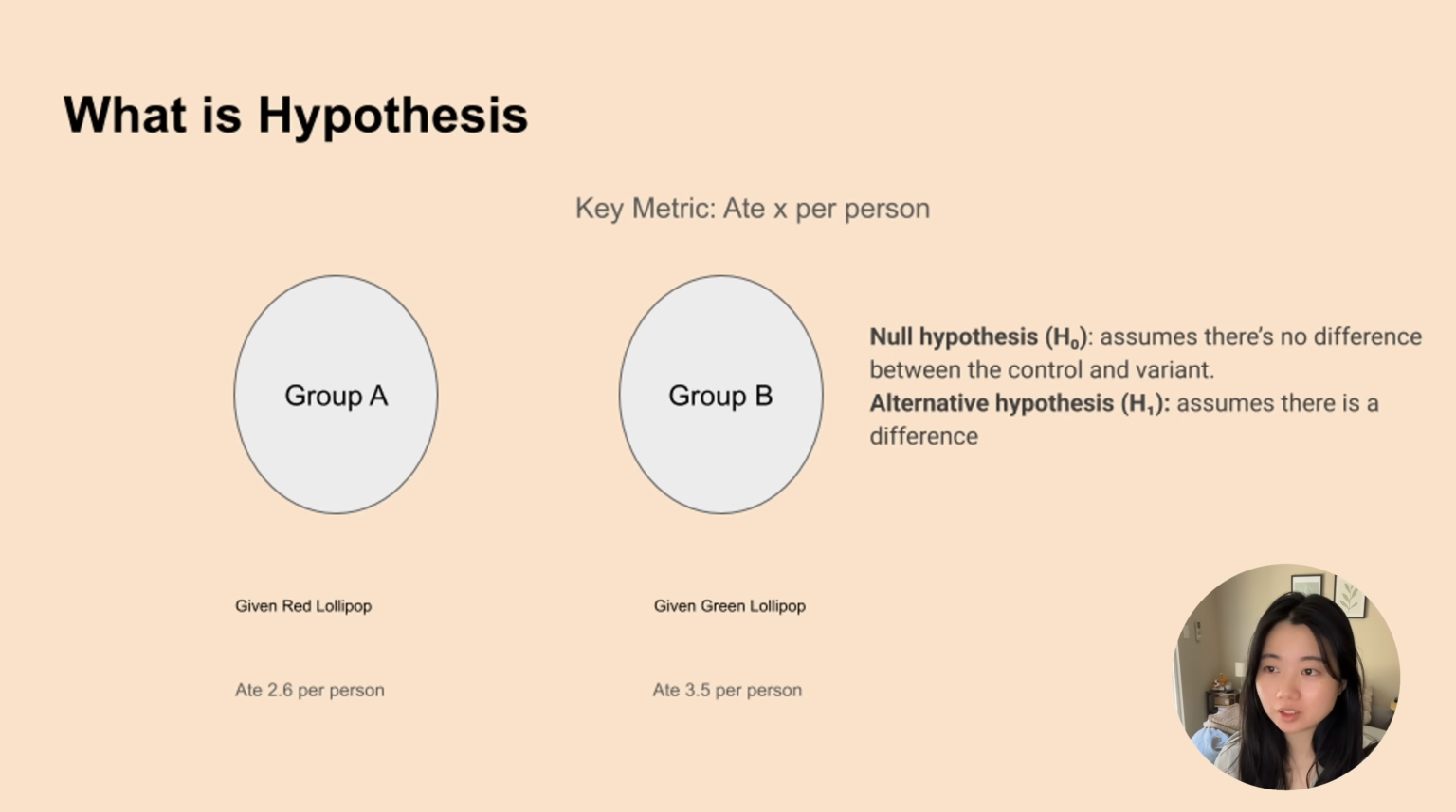The null hypothesis assumes there is no difference between the control and variant. The alternative hypothesis assumes there is a difference. Your goal is to determine whether to reject the null hypothesis based on your data.